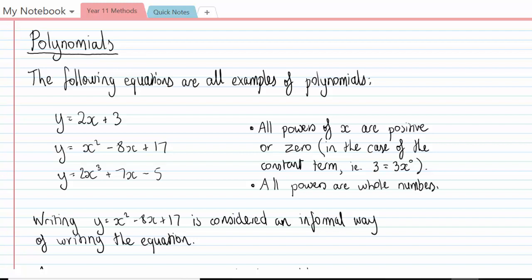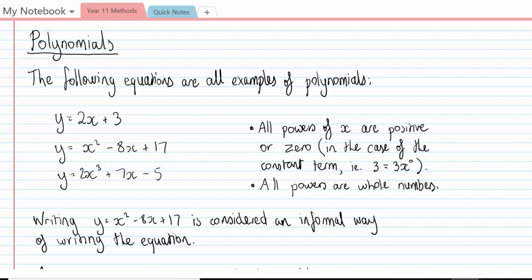So we're looking at polynomials, and there's a little bit of language at the start of this topic. In order to get that, I'm going to suggest you have a quick read through your textbook just to familiarize yourself with the terms that are used there. What I've written on screen here though are a number of equations which are all examples of polynomials.